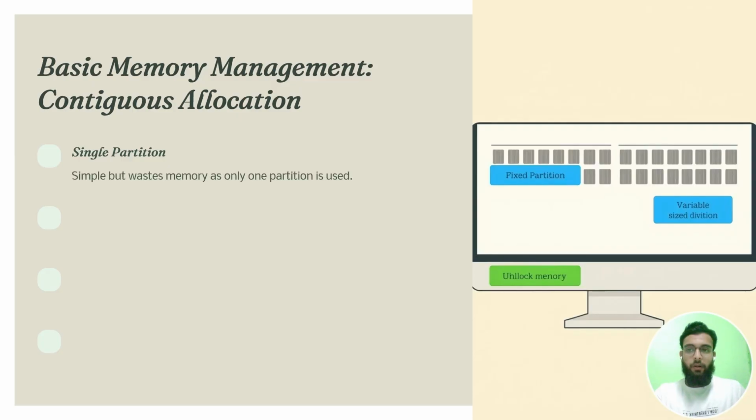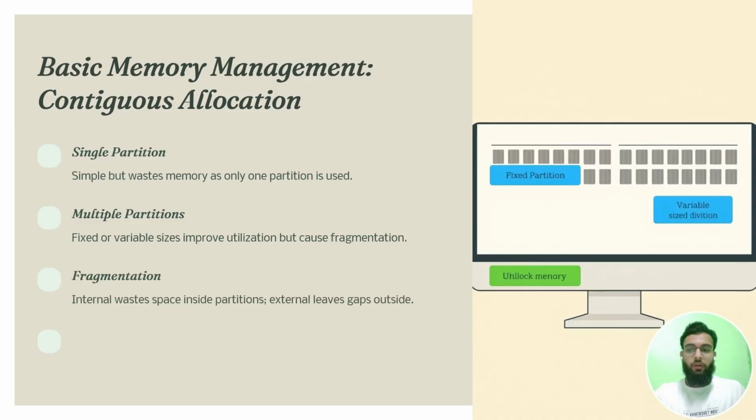First we have the single partition, which is simple but wastes memory as only one partition is used. Then we have the multi-partitions, in which fixed or variable sizes improve utilization but cause fragmentation. Then what is fragmentation, which is internal waste space inside partitions and external leaves gaps outside. Then there is compaction, which rearranges memory to reduce external fragmentation.